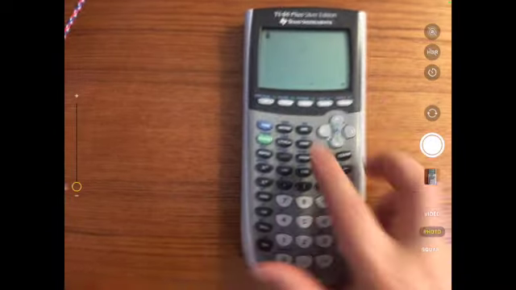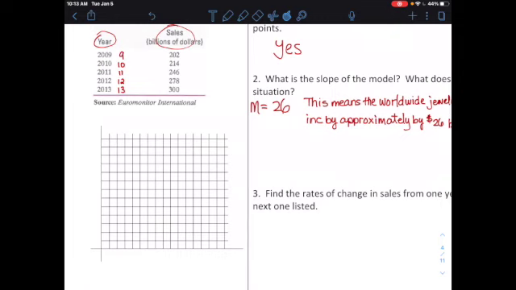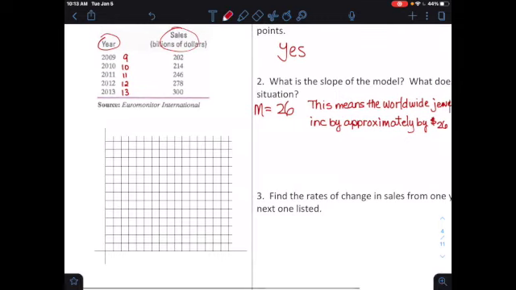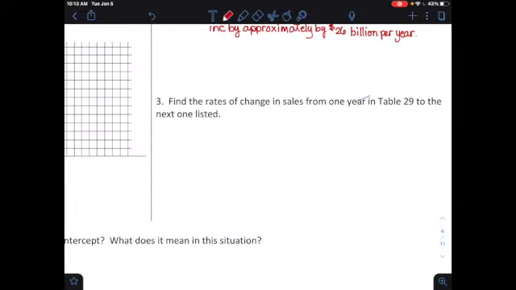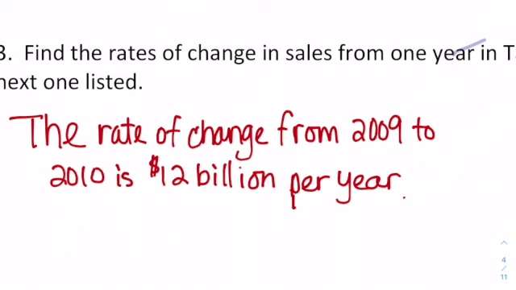Okay. So number 3, find the rate of change in the sales from 1 year in table 29 to the next one listed. So the change is going to be right here. If you do the subtraction, this is going to be 1 year, okay, and this is going to be about 12. So the rate of change from 2009 to 2010 is about $12 billion per year. Here's your rate of change, $12 billion per year.